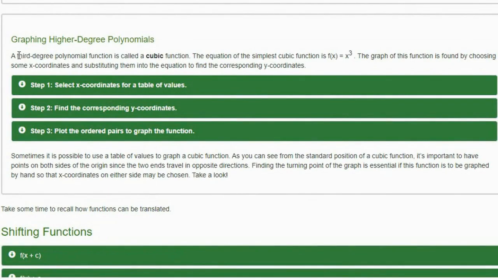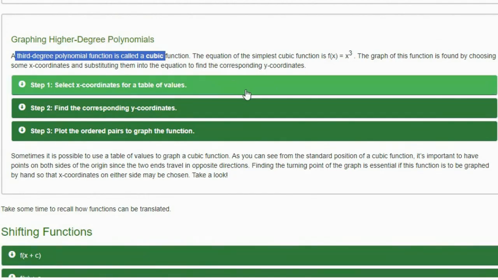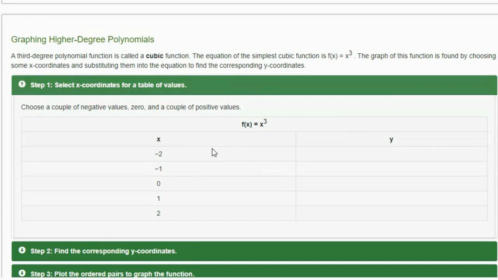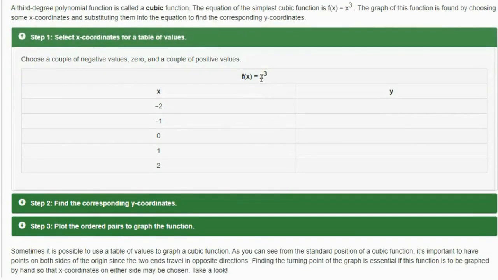A third degree polynomial is called a cubic function. The simplest cubic function is just f of x equals x to the third. The graph of this is found by choosing some x coordinates and substituting into the equation to get the y values. So like -2, -1, 0, 1, 2. Substitute those in, so you're basically taking them to the third power.